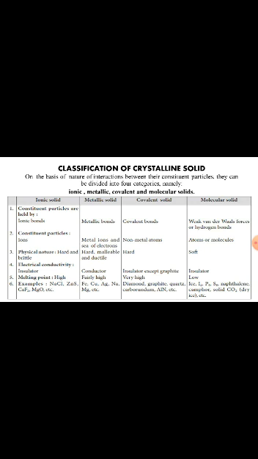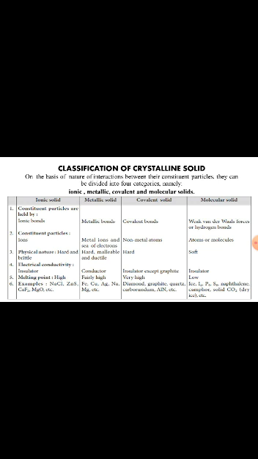Now we have to focus on the classification of crystalline solids, which you have to learn in detail. On the basis of the nature of interaction between their constituent particles, they can be divided into four categories, namely ionic solid, metallic solid, covalent solid, and molecular solid. Here you can use the tool of chemical bond to learn and understand these types of solids.